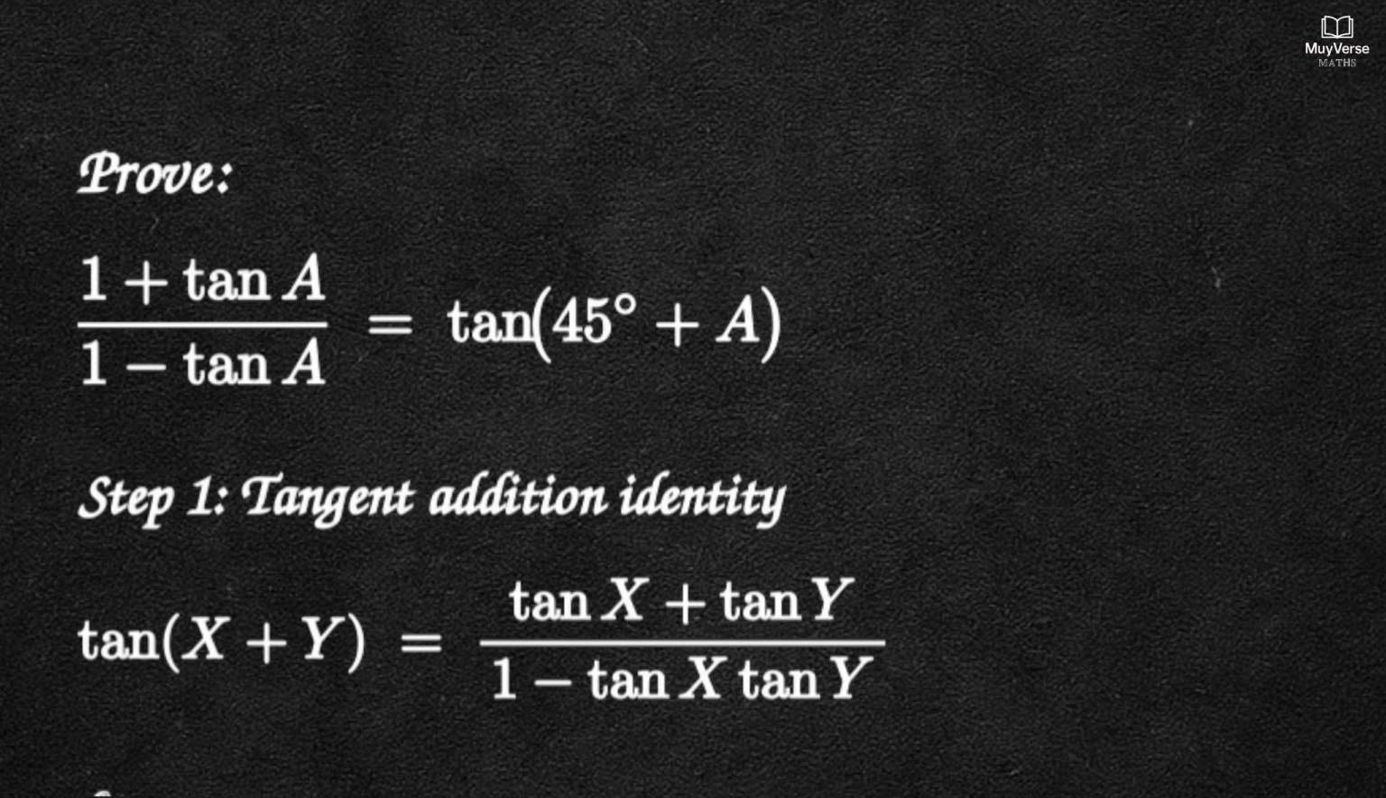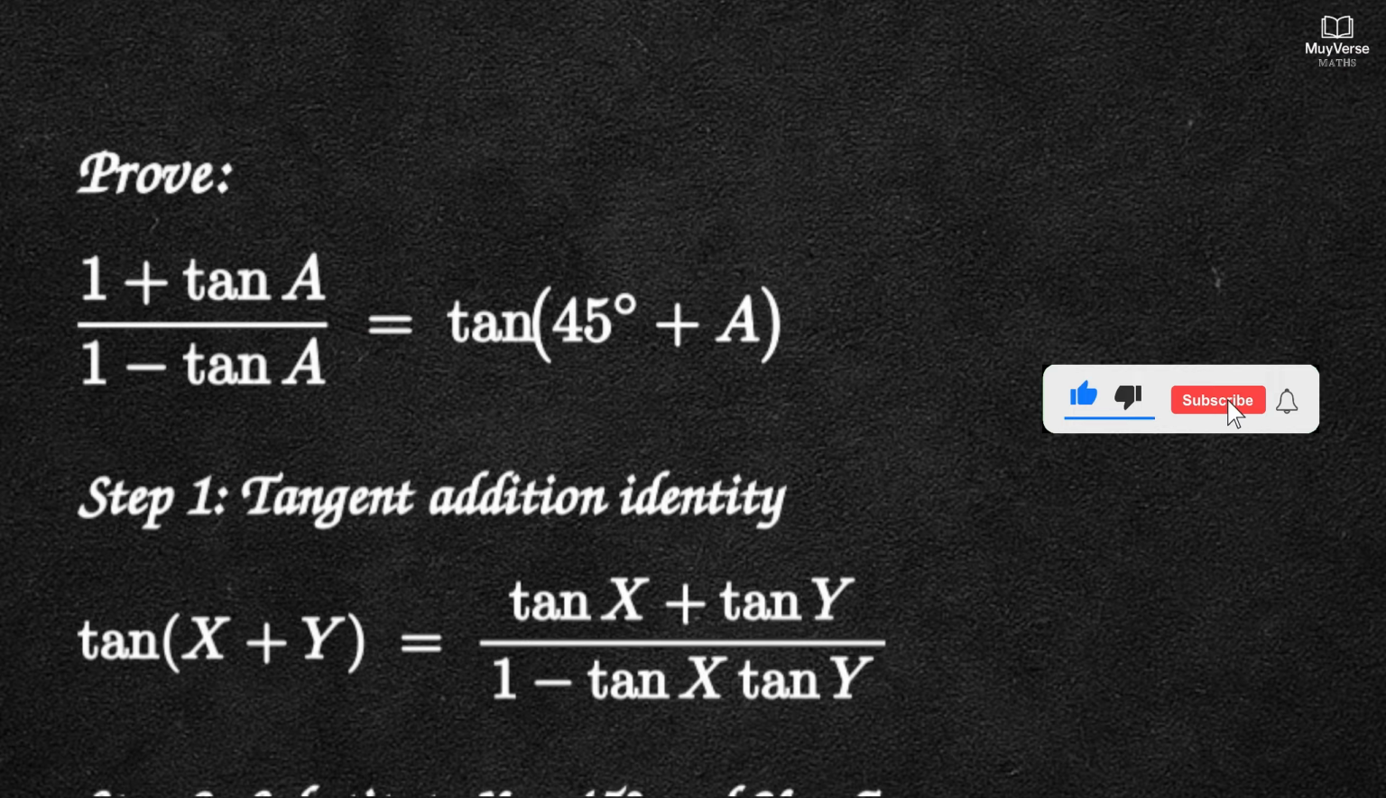Step 2. Substitute x equals 45° and y equals A. We know tan 45° equals 1. Now write the identity with these values and then simplify the numerator and the denominator carefully.